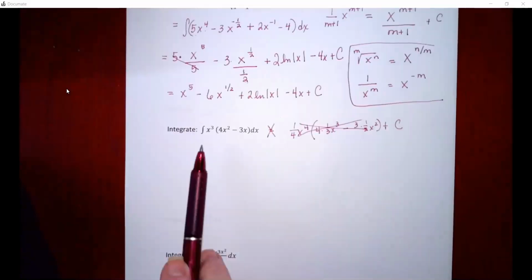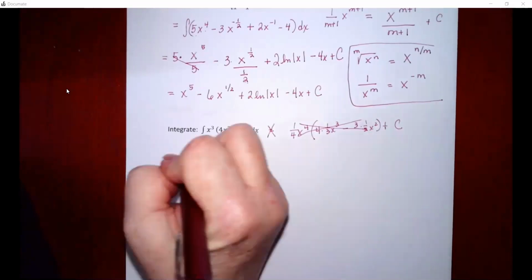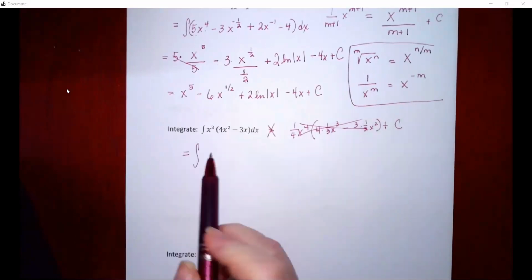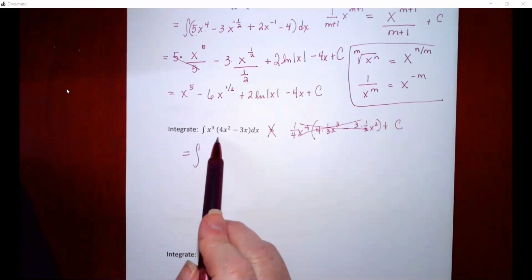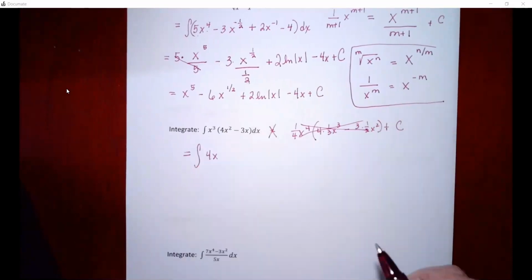So what we ask ourselves is, how could we go about simplifying that integral so that I could integrate it term by term? Any suggestions? Distribute. Good. If we just multiply this out, that would be x to the 3rd times 4x squared would be 4x to the what? 6.